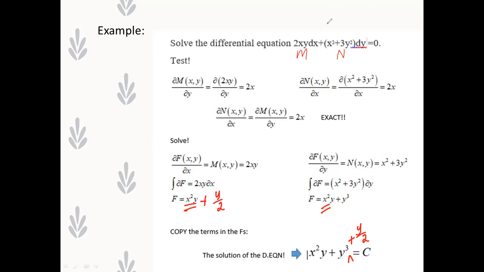So I hope you can follow through. Before I clear the drawings, do you have any question? Okay, so I will clear the drawings now. Okay, I will go to the next page. So this is how you use method 1. It's actually the most direct and the easiest method to use in determining solution of exact differential equations.